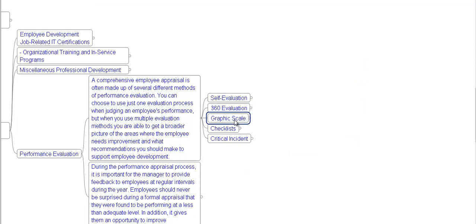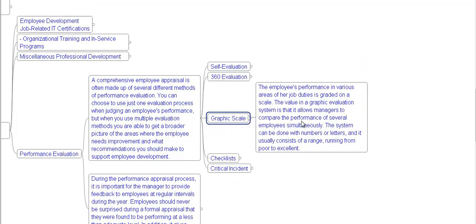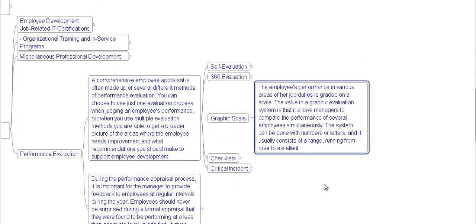Graphic scale. The employee's performance in various areas of her job duties is graded on a scale. The value in a graphic evaluation system is that it allows a manager to compare the performance of several employees simultaneously. The system can be done with numbers or letters, and it usually consists of a range running from poor to excellent.